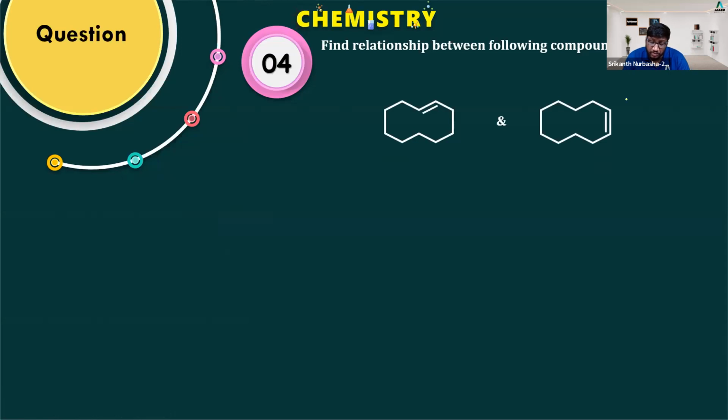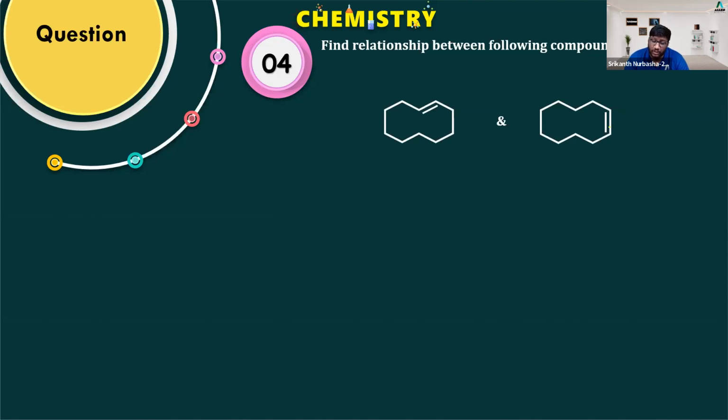What are these two compounds? Find the relationship between these two compounds, first one and second one. First one looks like cis or trans. Are they cis and trans isomers?